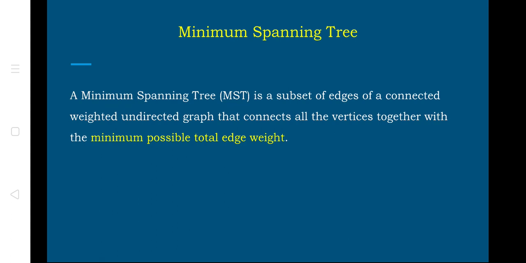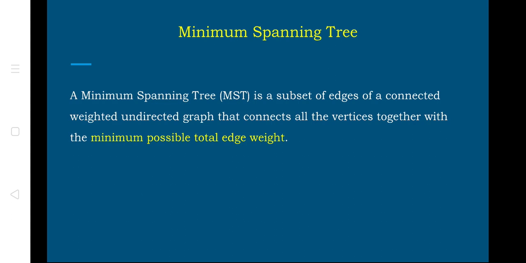Let us see what a minimum spanning tree is. A minimum spanning tree, MST, is a subset of edges of a connected, weighted, undirected graph that connects all the vertices together with the minimum possible total edge weight. Normally, we can assign some weight to the edges of the tree. So while spanning the tree, or while visiting the nodes of the tree, as the name implies, this spanning tree spans all the nodes of the tree. And the minimum tree is the spanning distance or the spanning cost of those minimum number of nodes.